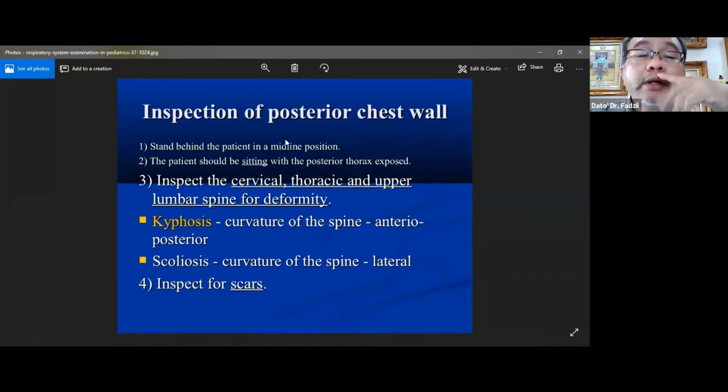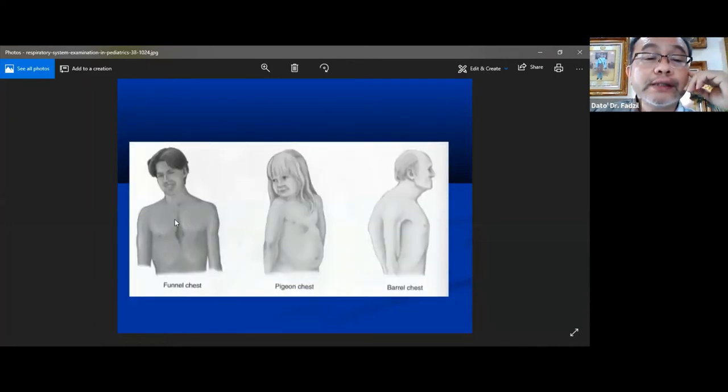After that you examine, if you can, the posterior chest wall, remember that. Look at the back of the chest wall, inspect the cervical, thorax and upper lumbar spine. Look for kyphosis, scoliosis, because both affect any abnormality of the thorax and can result in abnormality in the lung. Kyphosis or scoliosis, because of the bending, the size of the lung can be affected also. So the funnel chest, the depression in the middle, pigeon shaped chest, and then barrel shaped chest.